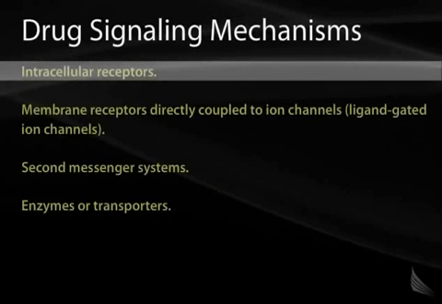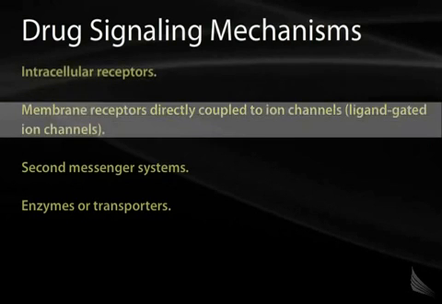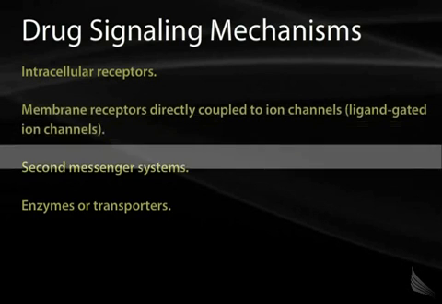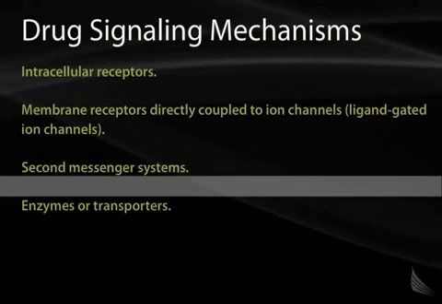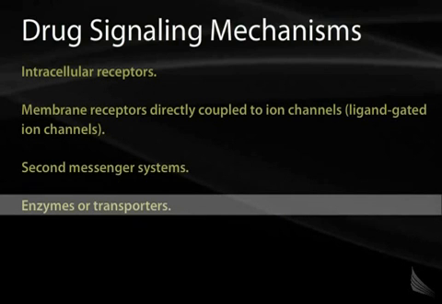The way that a drug will interact with a cell is determined by where the receptor is located and what the second messenger systems and enzymes linked to that system are. Some medications will bind to an intracellular receptor, and these include steroids and vitamin D. Other medications will bind directly to a membrane receptor, which may be coupled to an ion channel, or to, for example, a G protein, which will activate second messenger systems, and then certain enzymes such as kinases or other transporters.